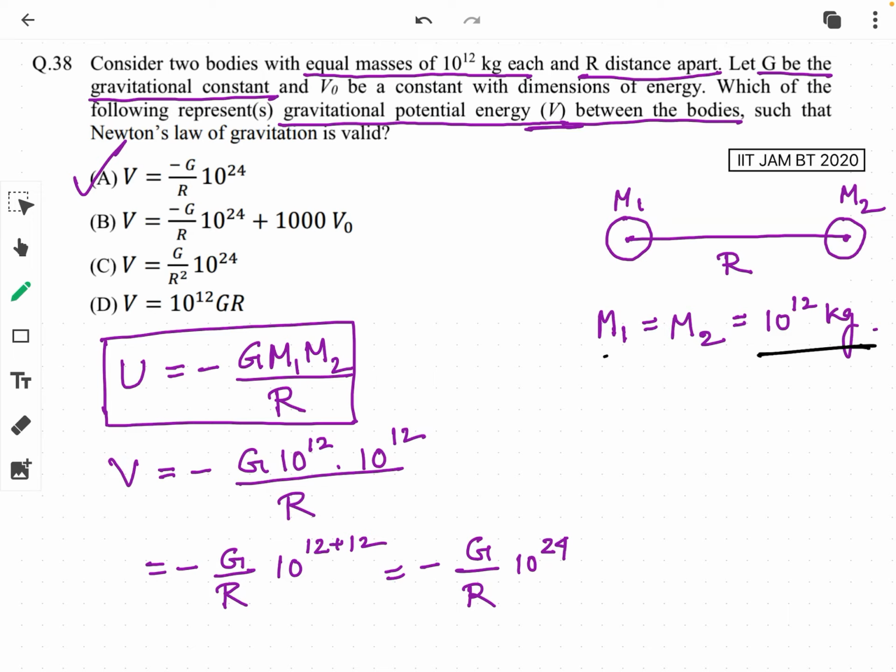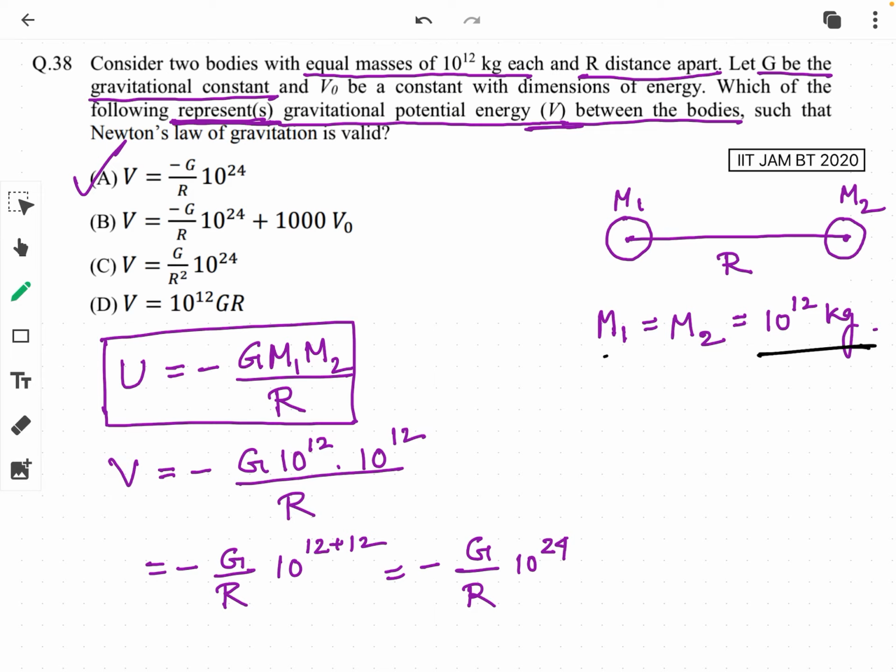But here notice one thing, the question asks which of the following represents, and this question is an MSQ type question. This is not an MCQ type question, this is an MSQ type question. That means more than one answer can be correct.